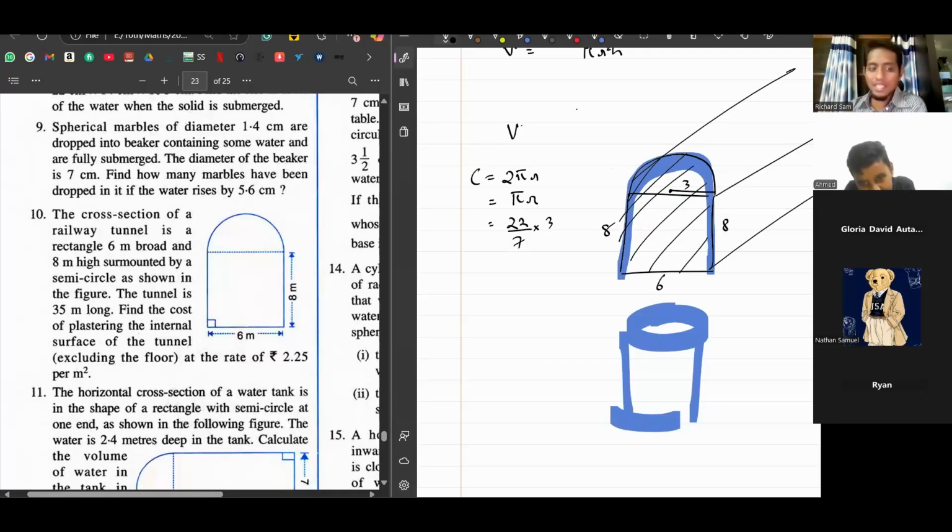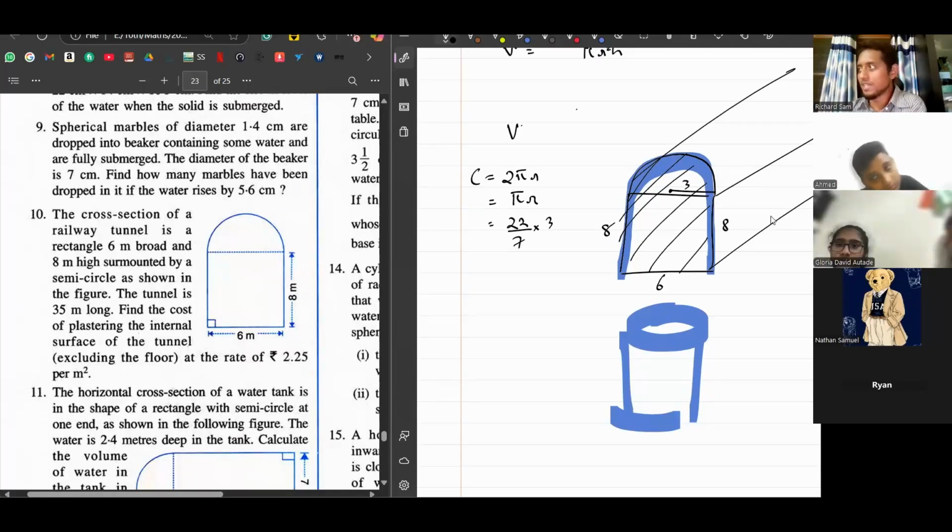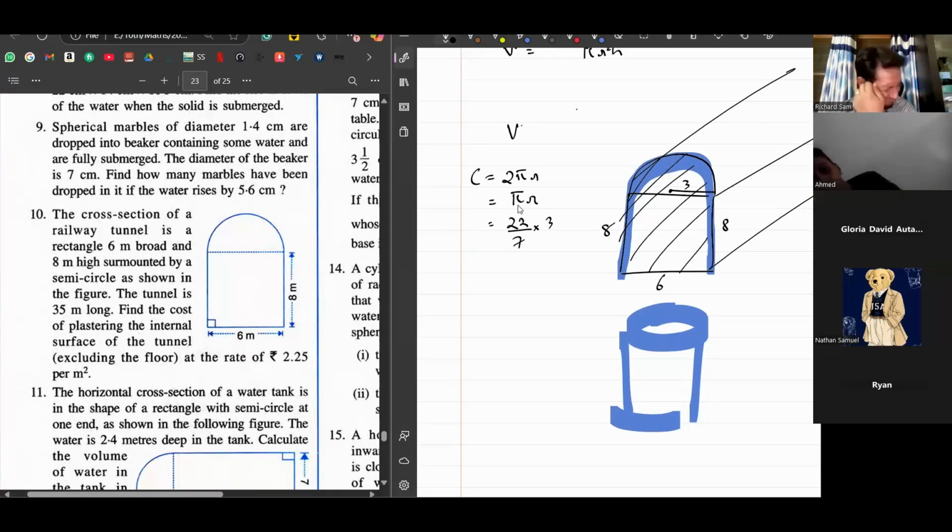And then they're saying it costs rupees 2.25 for every meter square. So whatever the internal area is in meter square, you multiply that with 2.25 to get the cost. All right, so try the question that is in your book. You can actually draw this also. Just draw this diagram and write down these points. You can use that.